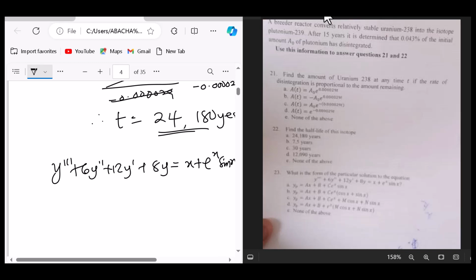So we are asked to write the form of the particular solution. Always you just have to solve this part first. If you put this in your calculator to solve, I think you are going to get, let me see, putting it in the calculator, you get 1 equals 6 equals 12 equals 8 equals, so you get x to be equal to negative 2.